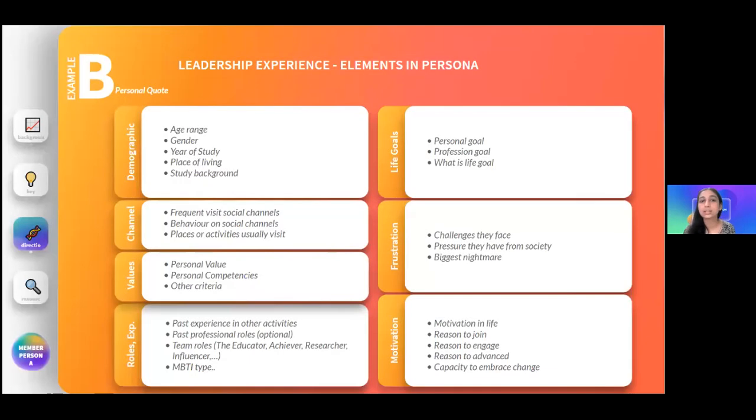Now, when we do this correctly, this is an example of how a persona looks, right? People who are from the operations background, you must have seen these templates or you must have seen these personas, right?